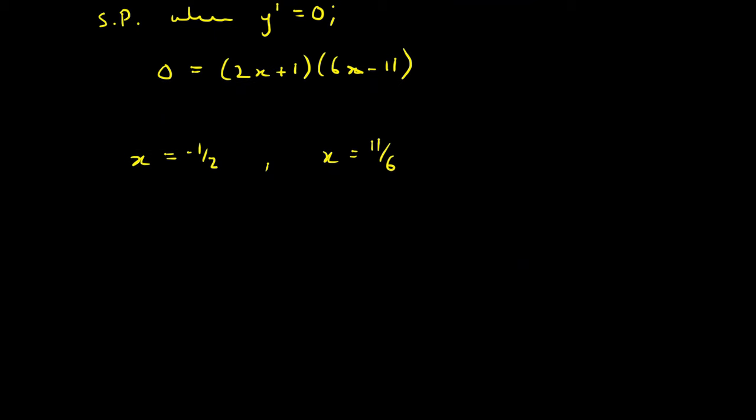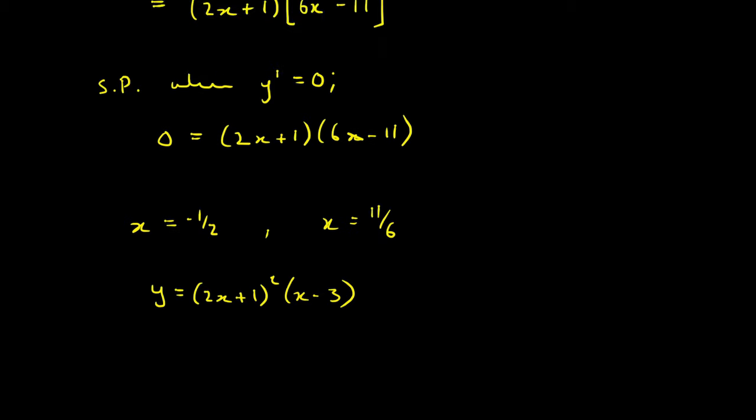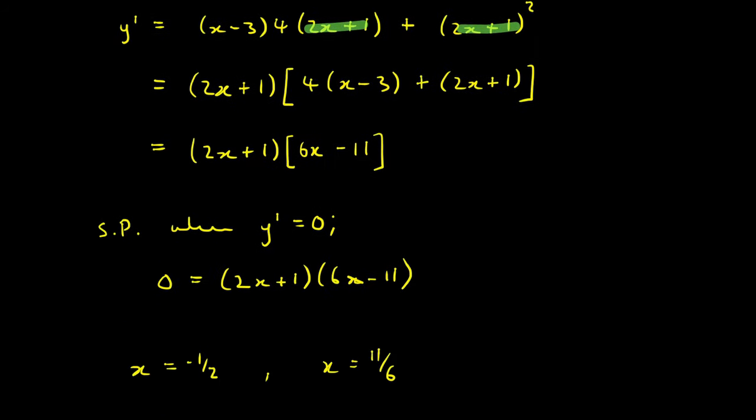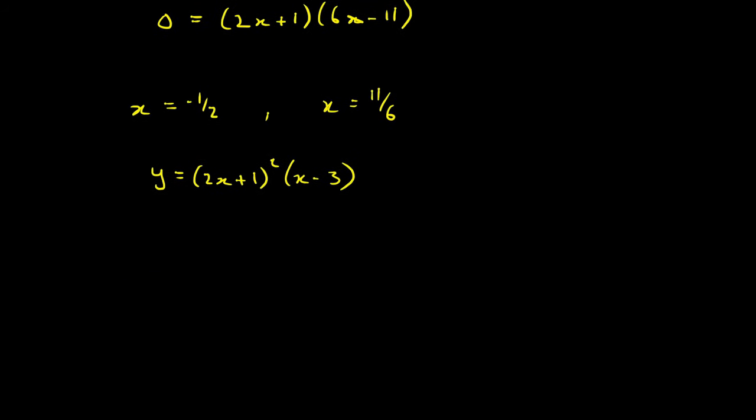Okay, so the function was, what was it? Y is equal to 2x plus 1 squared, I think, times by x minus 3. Was that right? Yeah. So then I just got to substitute in the points, right? So when x is equal to negative a half, if I substitute negative a half into there, that term is going to become 0, right? Because 2 times by negative a half is negative 1, plus 1 is 0. So anything times by 0 is 0. So y is equal to 0.